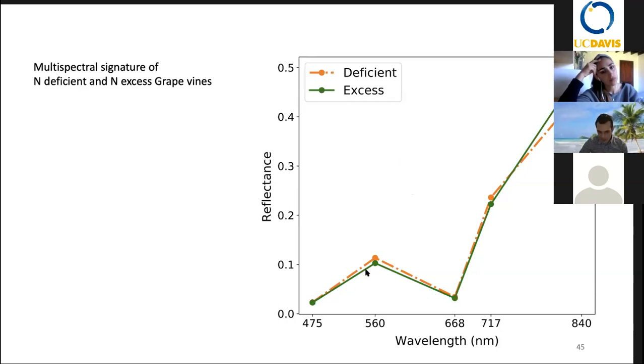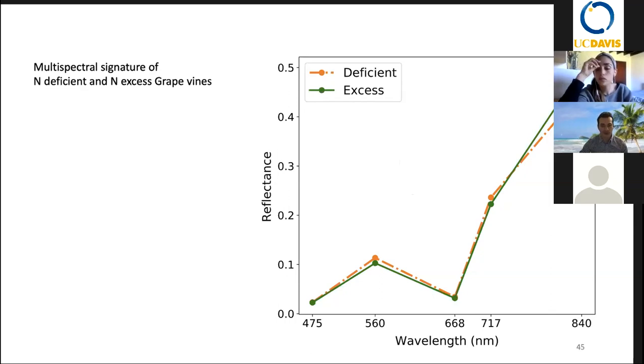So this is what we can see. In the red and blue, we can see there is no difference, so we cannot use that. This is red edge and this is near infrared. We can see that the same thing happens in the red edge as well. Deficient nitrogen reflects more, but in near infrared, we can see that deficient reflects much less.